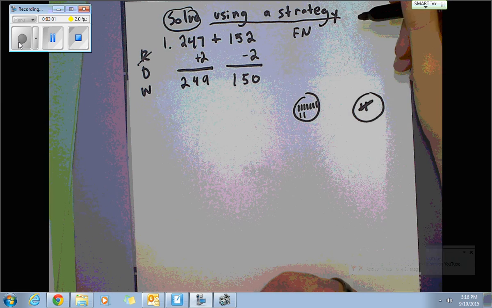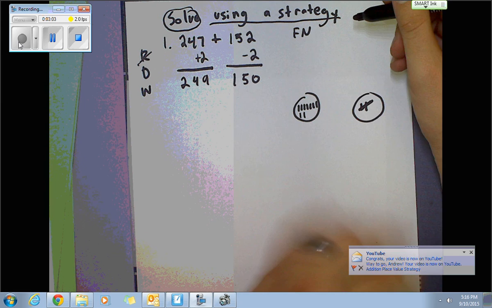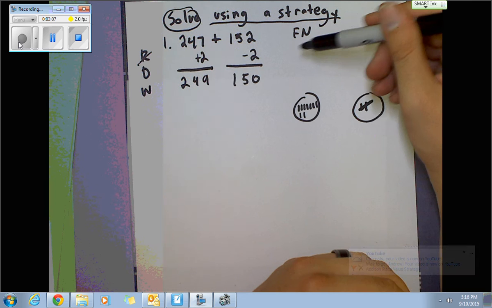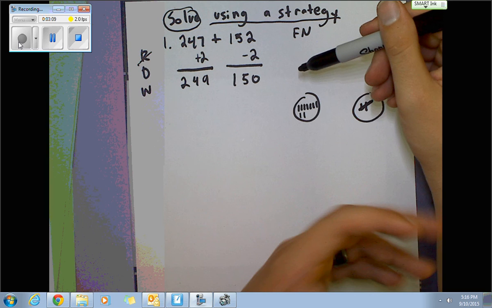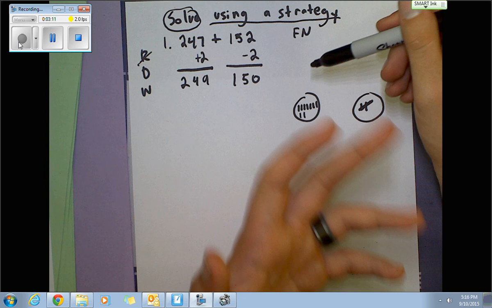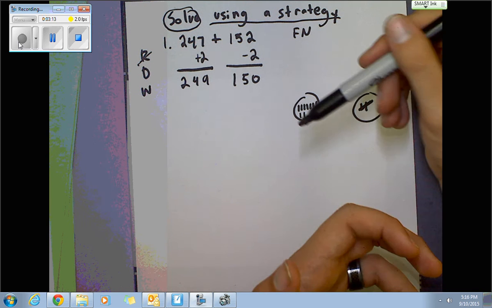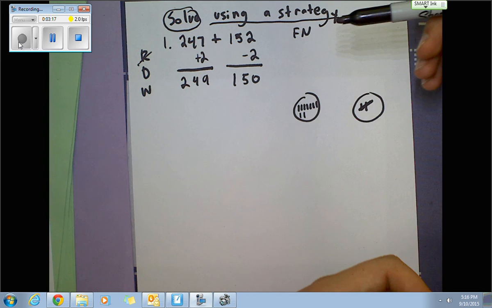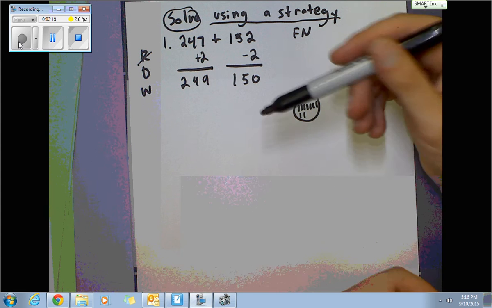Now, the neat thing about the friendly number strategy is that you can just stop right there. You could probably do this addition in your brain without writing it on the paper. But if you absolutely want to, you can take one more step in the process. You can actually find a friendly 100 that you can change the numbers into.